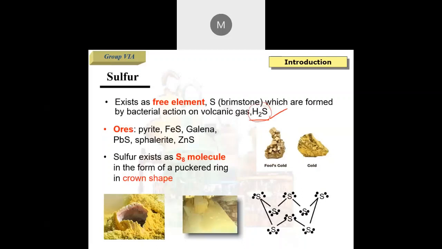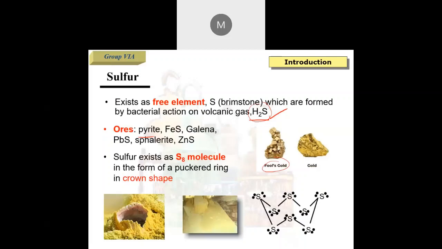So there are ores, or raw materials, such as pyrite. Pyrite is also known as fool's gold because it looks like gold, but it's not gold. You also have other ores: iron sulfide, galena (lead sulfide), and sphalerite (zinc sulfide).